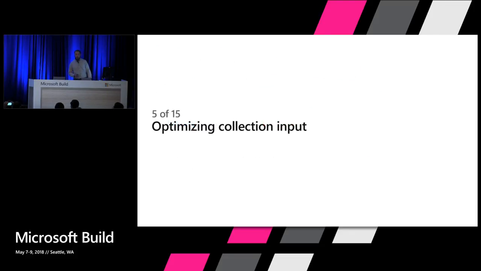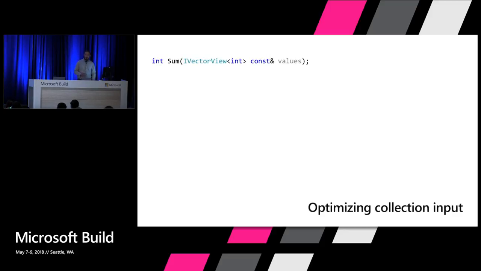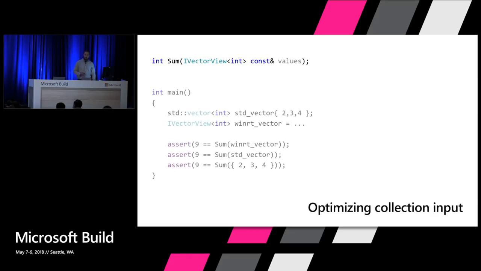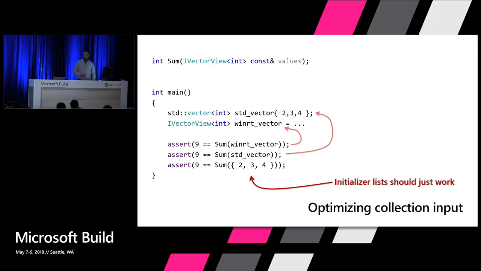Building on that, we also optimize for collection input. So you can imagine an API that needs a collection of numbers. You can imagine what this guy would do, return the sum of these values. And we would want to call that in a pretty standard way. You might have a vector that you received from some other API, that's the WinRT IVector, or a std::vector that you allocated locally. My favorite container type, it should just work. And finally, an initializer list of values.